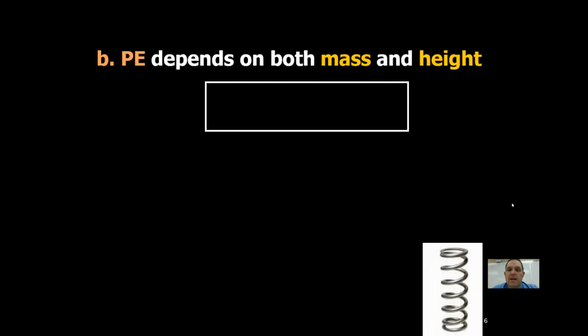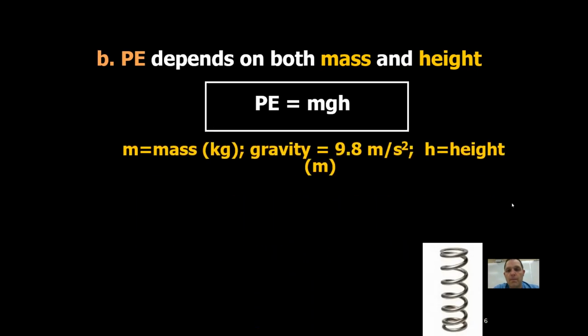So GPE depends on both mass and height, and there's our equation with it. Potential energy equals mgh. Well, we know mass is m, and we've talked about g a lot. What is g? You nailed it. 9.8 meters per second squared. That's the gravity of our Earth. And then height is obviously in meters. We always use meters. So there's our units for it. Those are our 3 equations that we're going to work with.